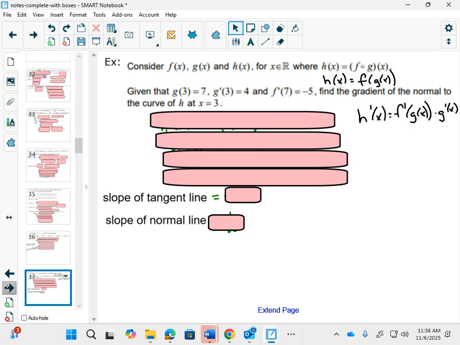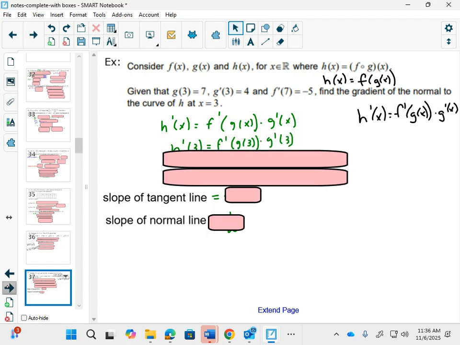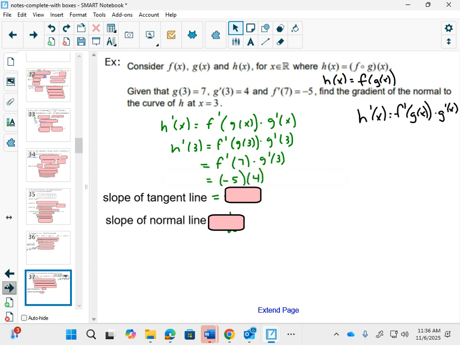So it gives me a bunch of points. I need to find the slope of the normal to the curve of h at x equals 3. So I want to find h prime at 3. I need to figure out f prime of g of 3 times g prime of 3. Do I have all of this information? Well, I know g of 3 is 7. g prime of 3 was given as 4. f prime of 7 was given as negative 5. And I can put that together, get the slope of my tangent. And that means I could find the slope of my normal.